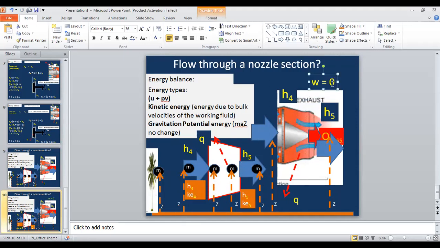W is 0. I put it here. You know why W is 0 now. Those are very important knowledge. Because no moving components here inside, driven or moved by the working fluid. So enthalpy, kinetic energy, and also the potential energy. Potential energy, PE, just use P.